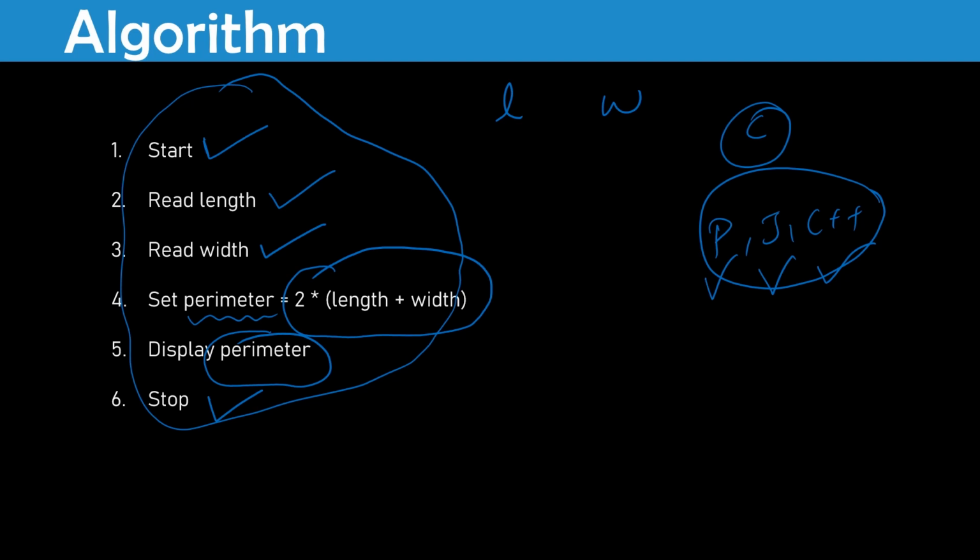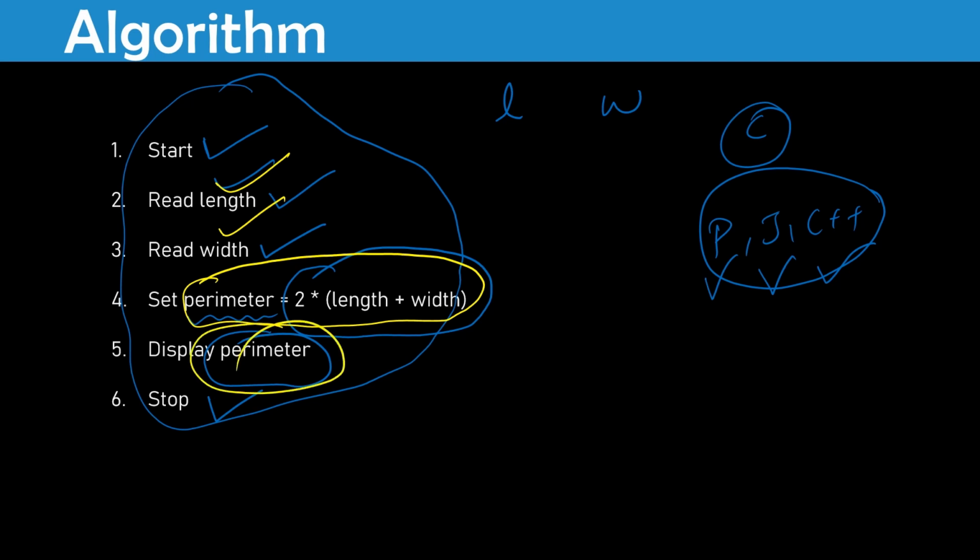This is the logic. We need to read length, width, and we need to set perimeter is equals to 2 star length plus width, and we need to display perimeter. That's it. It is very easy program.